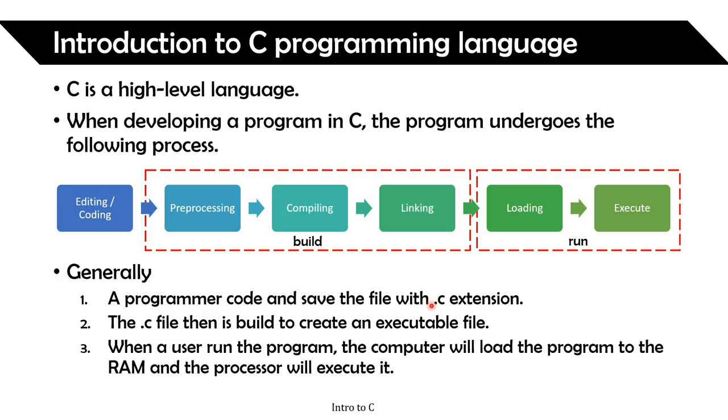Likewise, every programming language has its own extension. HTML will have .html, Python will have .py. Based on the extension, we can understand what type of file it is. So the C file is built to create an executable file. This is the process that we're seeing.